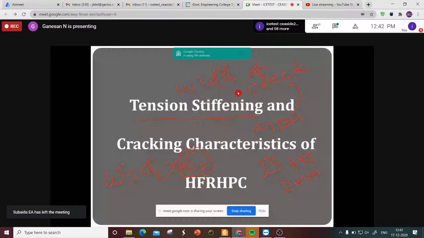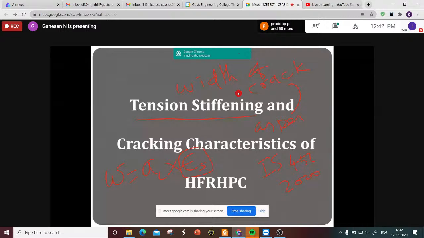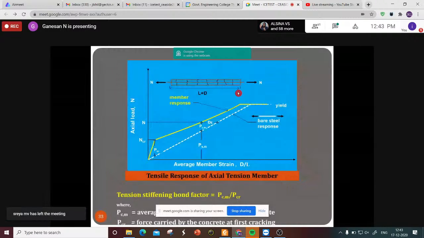So we have to calculate how much tension stiffening effect there is when you add fiber to the concrete, especially hybrid fibers. Appropriately, we can modify our equations. But how will you calculate the tension stiffening effect qualitatively and quantitatively? Quantitatively, the tension stiffening bond factor is quantified something like this.